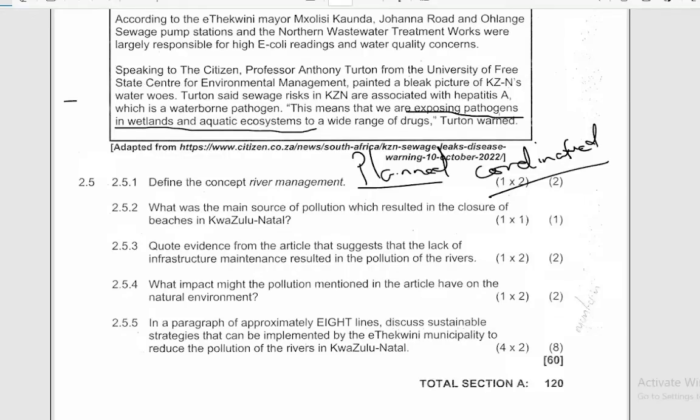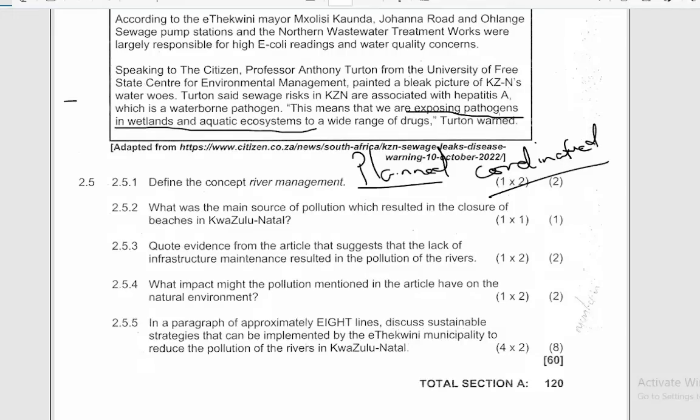Now, looking at the natural environment, we are looking at the environment which is not man-made. If you are looking at the wetlands, they are natural, and the aquatic ecosystem, they are negatively impacted by the exposure of pathogens from the raw sewage as it gets into contact with the wetlands and the ecosystem of the surrounding river systems. Right. Then we go to the last question.